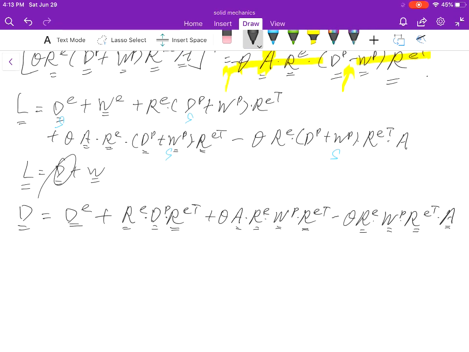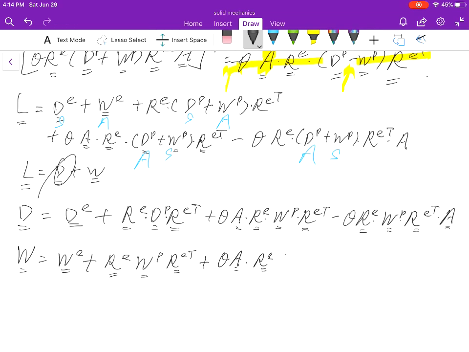Because of this, we can write this, and also W bar equal to We plus, remember that this is the antisymmetric part, We equal to Re Wp Re transpose plus theta A Re Dp Re transpose minus theta Re Dp Re transpose A.